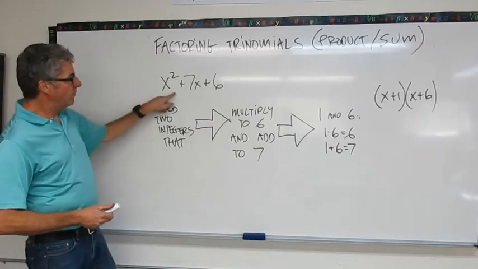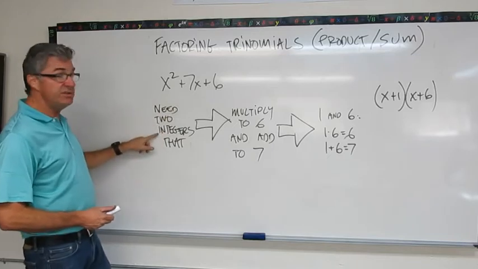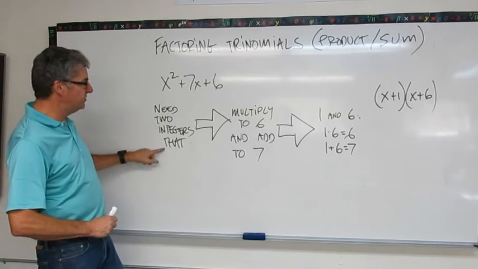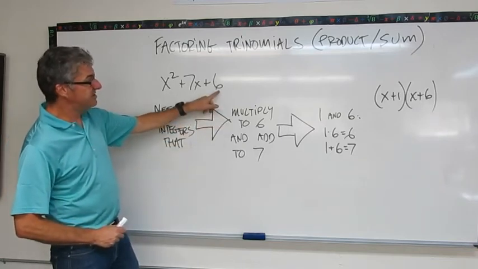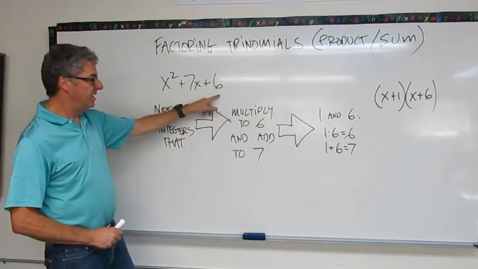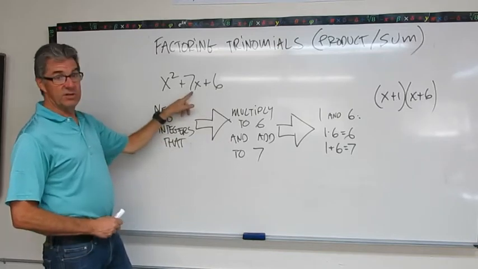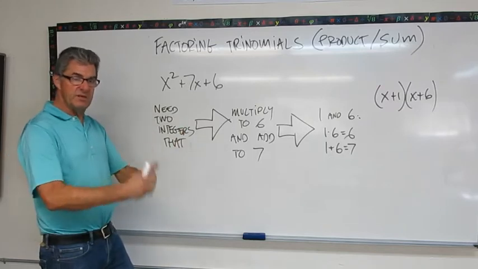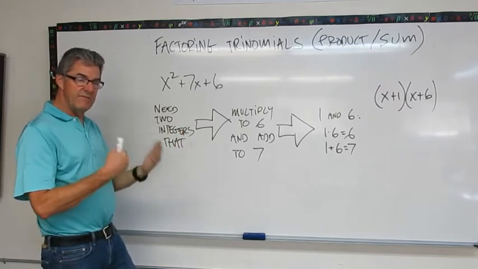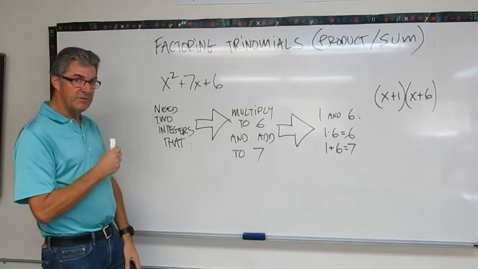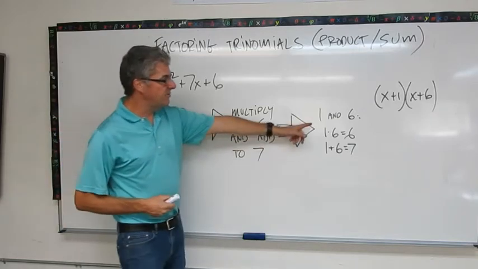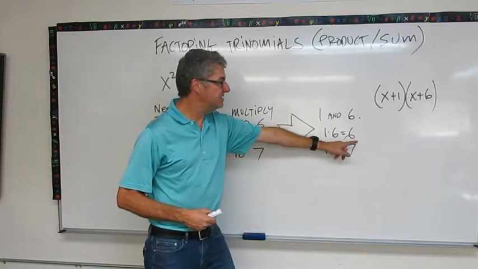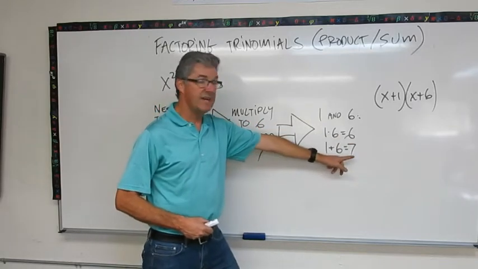So what we're doing is we're hunting for two integers. Remember, integers are no decimals or fractions. We need two integers that multiply to 6, the last term, and add up to the middle term, which in this case is 7. So two numbers that when you multiply them, they make 6, and when you add them, they make 7. Those numbers are 1 and 6. So when I do 1 times 6, I get 6, and when I do 1 plus 6, I get 7.